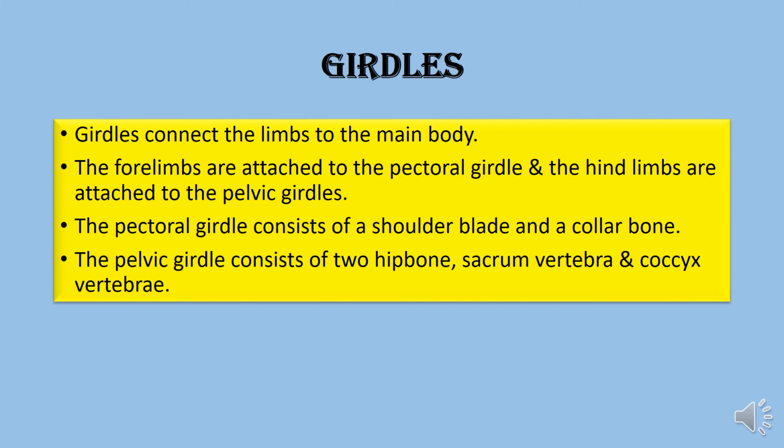The pectoral girdle consists of a shoulder blade and a collar bone. Pectoral girdle is present in our arms on our forelimb side. So it consists of shoulder blade and the collar bone. And the pelvic girdle consists of two hip bones, sacrum vertebrae and coccyx vertebrae. Fine. So this was about our skeletal system and its different parts.